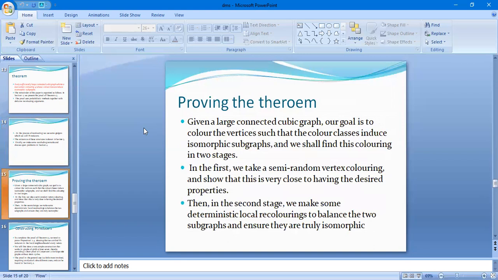Proving the theorem. Given a large connected cubic graph, our goal is to color the vertices such that the color classes induce isomorphic subgraphs, and we shall find this coloring in two stages. In the first, we take a semi-random vertex coloring and show that this is very close to having the desired property. Then in the second stage, we make some deterministic local recoloring to balance the two subgraphs and ensure they are truly isomorphic.